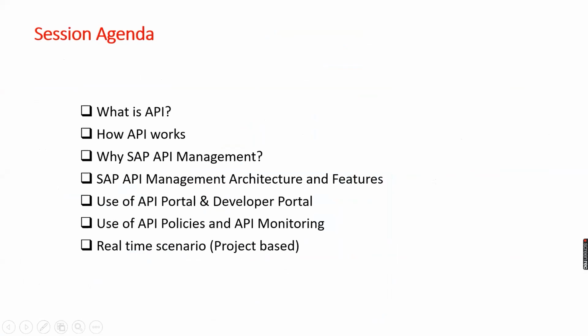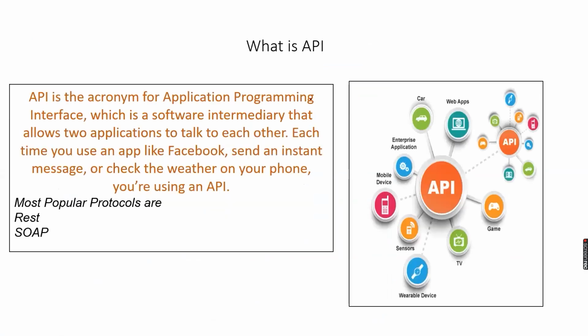Okay, let's jump into the technical information. What is an API? Today, first we'll discuss what an API is and how it works. This is the agenda. Now, what is an API? API stands for Application Programming Interface, which is a software intermediary that allows two applications to talk to each other. That is the technical definition, but we want to understand how exactly an API works.